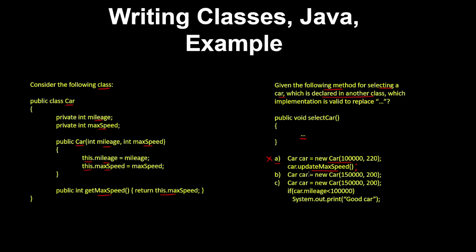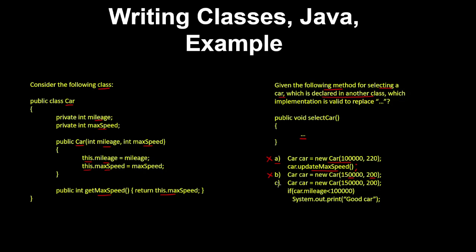Now in part B, we create a new car object with a mileage and maximum speed, but that's all this code does. So it does not have any functionality to select the car. So therefore this code is also not adequate.